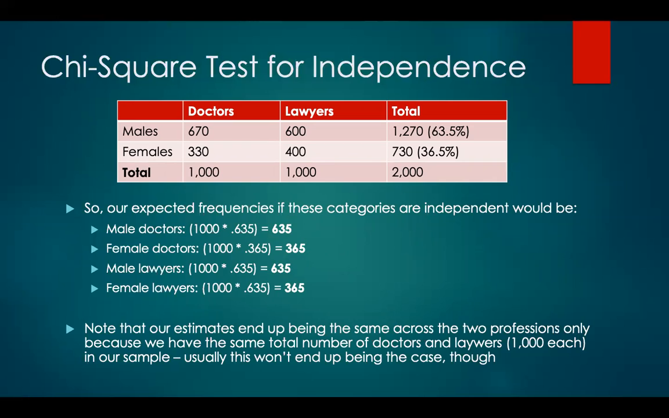Our expected frequencies, if these categories are independent, would be male doctors, so 1,000 times the percentage expressed as a decimal, .635, or 635. Female doctors, 365. Male lawyers, 635. Female lawyers, 365. And note that our estimates end up being the same across the two professions, only because we have the same total number of doctors and lawyers, 1,000 each. Usually this won't end up being the case.